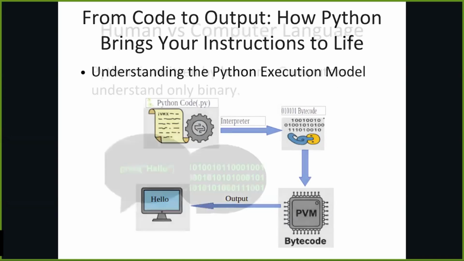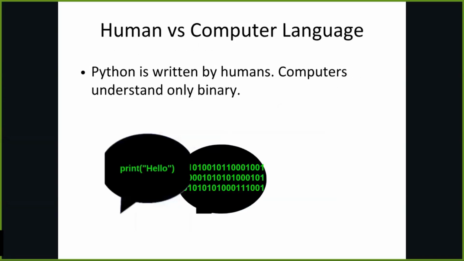When you write your Python code, you are creating instructions that are easy for humans to understand. However, your computer does not understand Python directly. It only understands binary, sequences of ones and zeros. Therefore, Python must act as a translator between a programmer, that is you, and the machine. Let us walk through the process step by step.